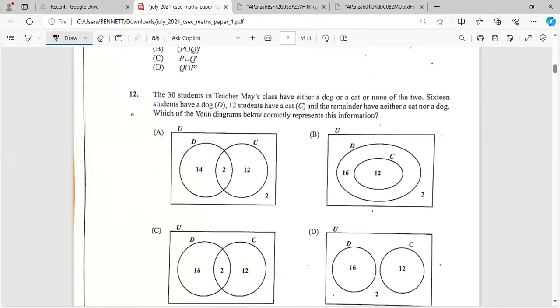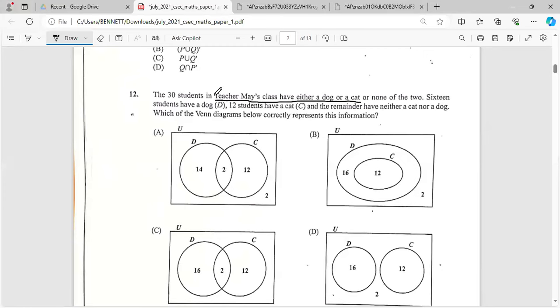Alright, question 12 says the 30 students in Teacher May's class. CXC twisted that one here, you know? It was in the 2023 or 2024 paper, and students didn't recognize it.